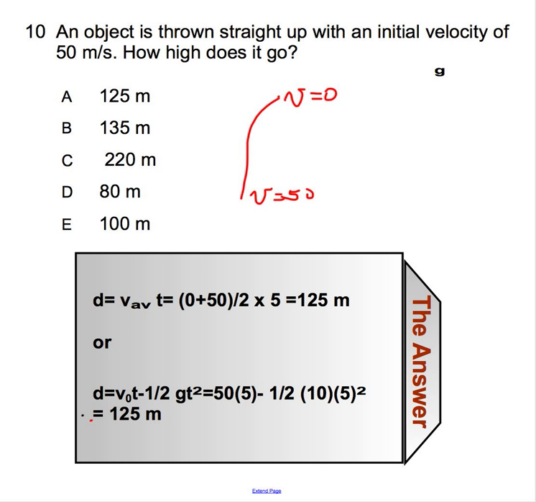Or we could have used the equation that the distance, or the height, or delta x, I'm sorry, delta y, the height, is equal to v naught t minus 1/2 gt squared. v naught being 50, t now is 5 seconds, and that gives you 125 meters also.